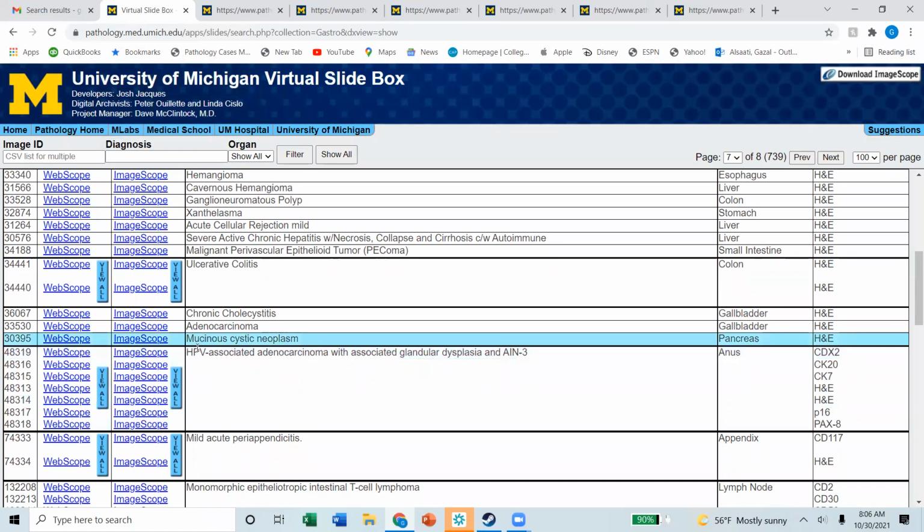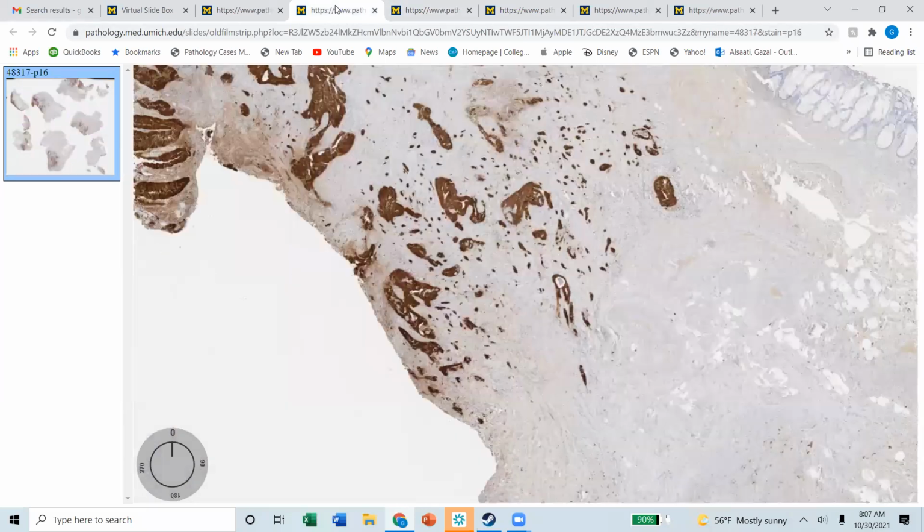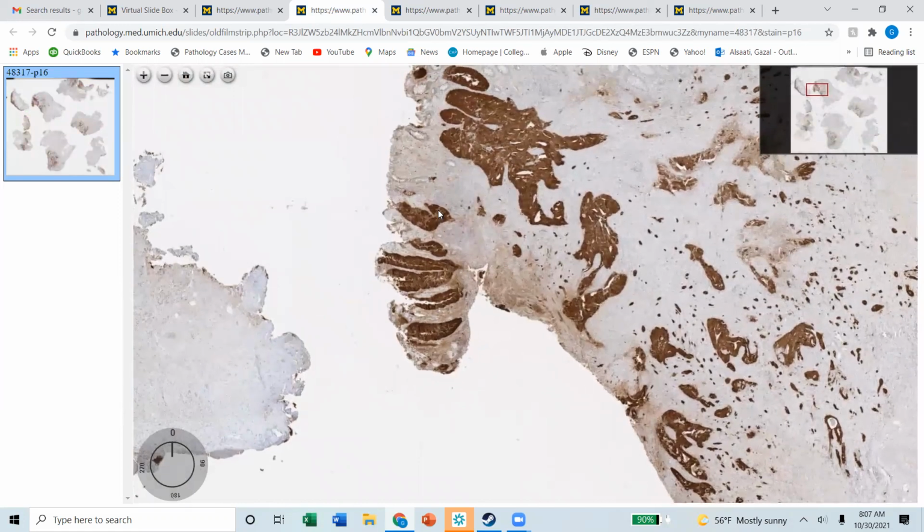That's what it is. It is HPV associated adenocarcinoma with associated glandular dysplasia and AIN3. Honestly, this should be a Montgomery case. I mean, it is so complicated. I'm not joking. It looks like it is arising from that dysplastic epithelium over there, and then it has more squamoid type of IHC and appearance.